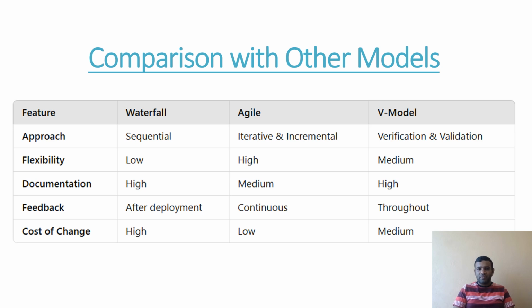Comparison with other models: this is the table we have here, waterfall model, agile model, and V model. On the features, the approach is sequential, with the lowest flexibility among the others. It has very high documentation, and feedback comes after deployment. You can never get feedback before that. Cost of change is very high, because once you're done with a phase, you can't go back to it, so changing the problem or the format needs a very high cost.